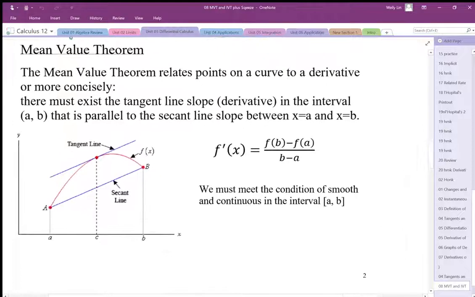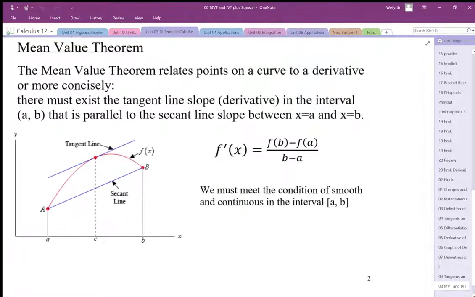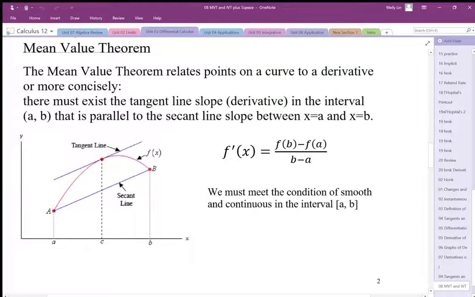So looking at the mean value theorem, it basically states that if there exists a secant line between two points and the curve is smooth and continuous, there must exist a tangent line that is parallel to the secant line somewhere between the A and B domain. Okay, so this is what it states. This is the mean value theorem, how it's stated algebraically.